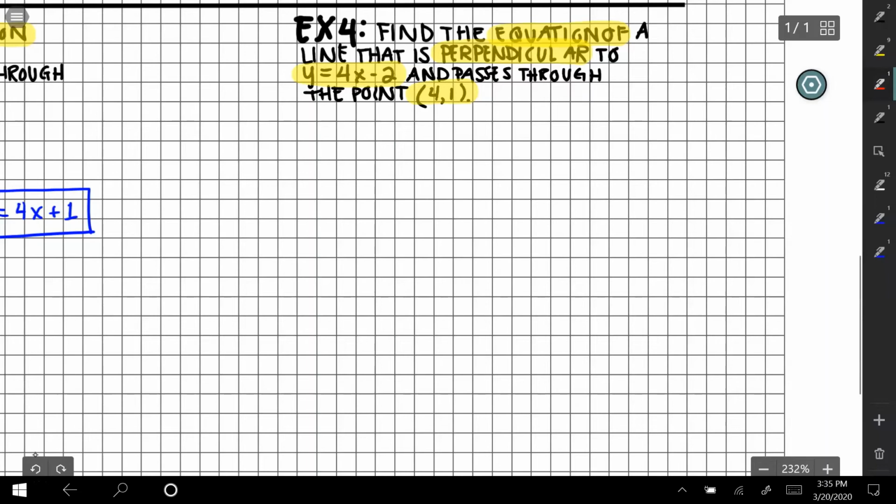Alright, so I'm going to do this in red. So perpendicular means we have our opposite reciprocal slope. So my slope is still 4. Now I have to find the opposite reciprocal of it. So positive is going to turn into a negative. I have 4 over 1. So 1 is going to go at the top, 4 is going to go at the bottom. So my new slope is negative 1 over 4.